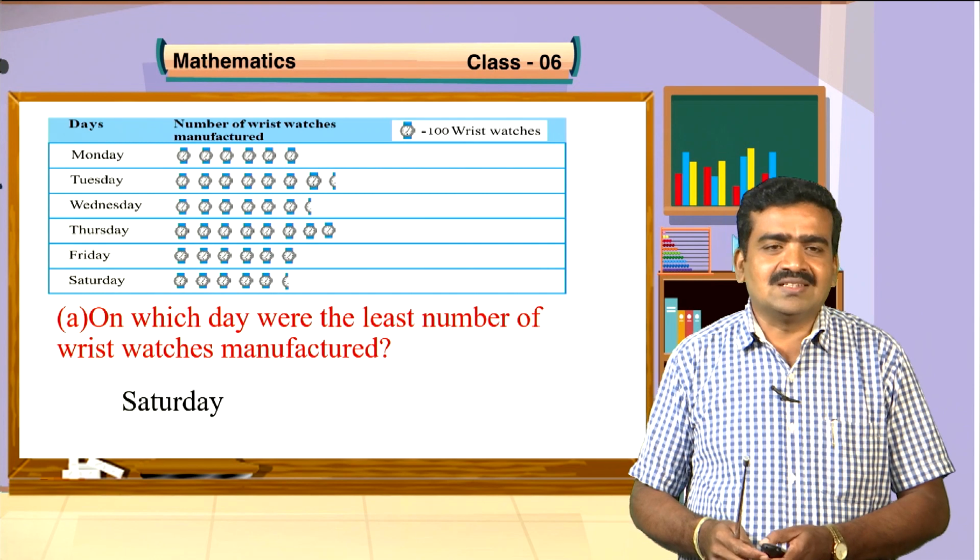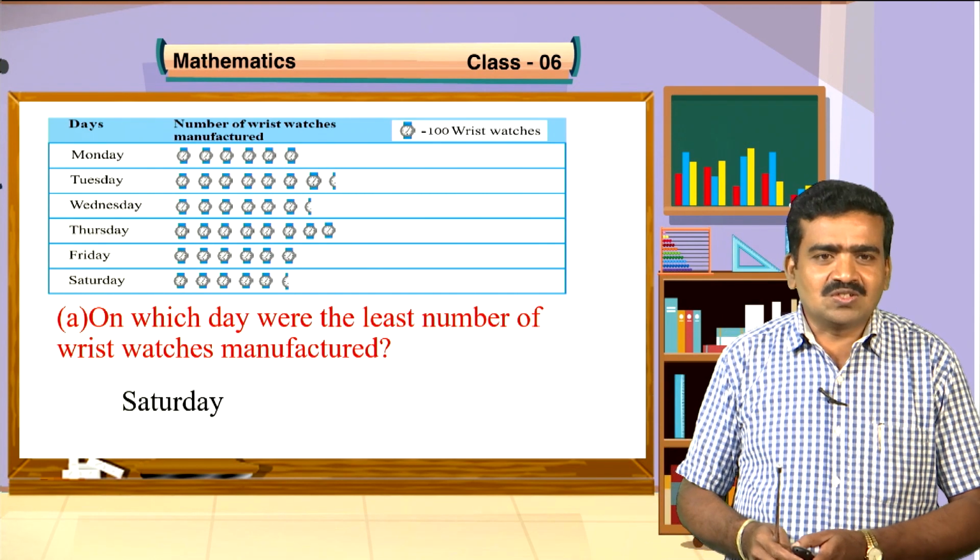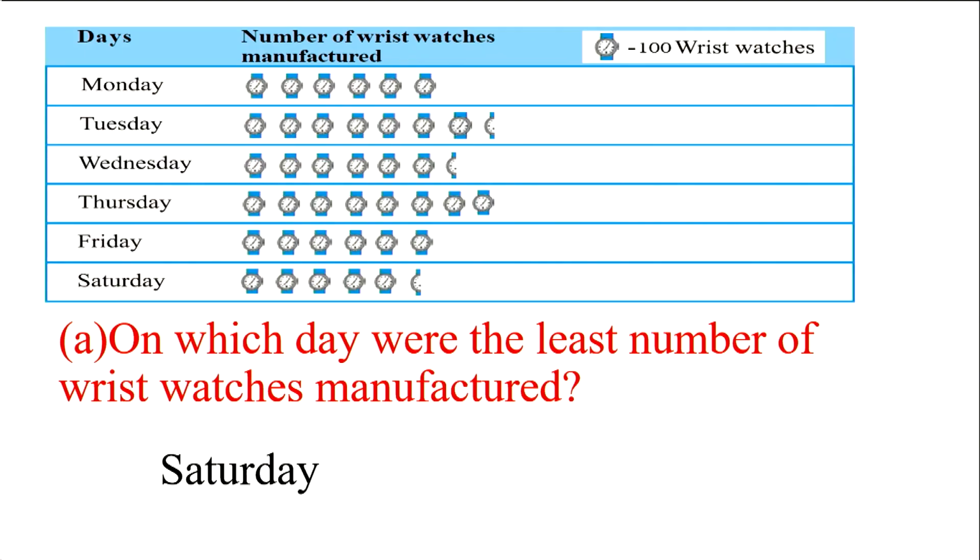Now, let us answer the question. The question is: on which day were the least number of wristwatches manufactured? Look at the screen carefully. On which day were the least number of watches manufactured? Yes, you are exactly correct. On Saturday. If you look at the data provided in the question, we come to know that on Saturday the least number of watches were manufactured.